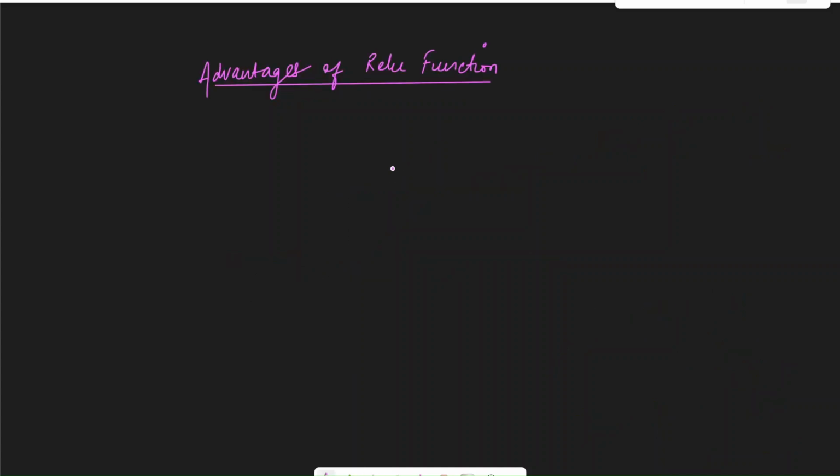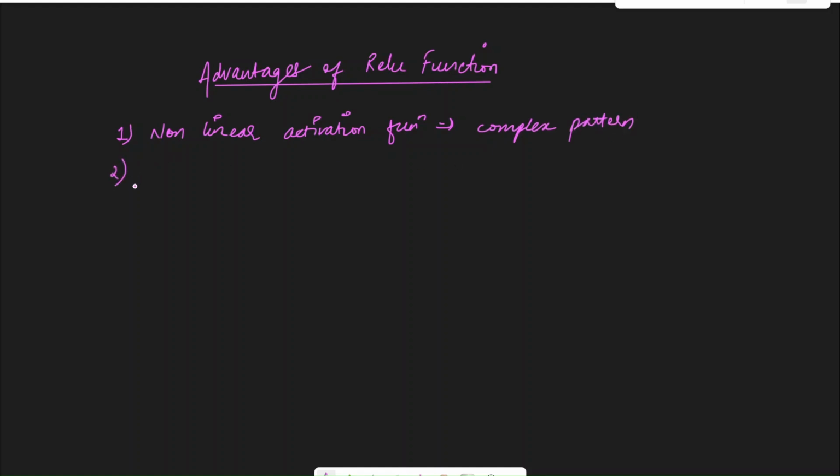Let us now talk about the advantages of using the ReLU function. So the first advantage is that it is a non-linear activation function. And because it is a non-linear activation function, it is able to capture the non-linear relationships that exist between data. And this is how our neural network will be able to understand complex patterns which follow non-linear relationships. So this is the first advantage. Second is, it is computationally efficient.